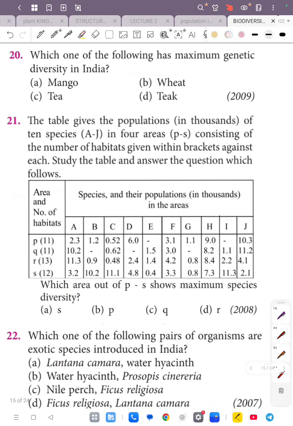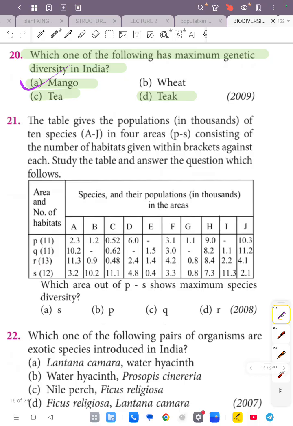Next question says, one second. Which one of the following has maximum genetic diversity in India? A. Mango, B. Wheat, C. Tea, or D. Teak. What do you think? Now here, I'm just telling you how the question can be altered. If instead of wheat they had mentioned rice, you would have gone with option number B. But since they have mentioned wheat, that makes option number A, mango, the correct answer.